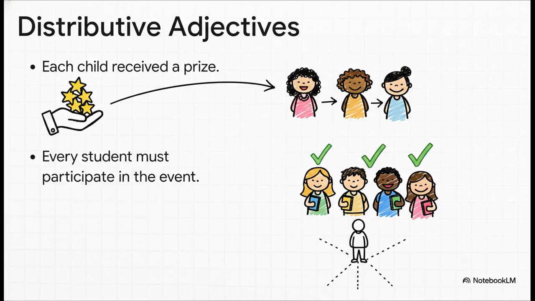Each child received a prize. The word each here focuses on every single child individually. It emphasizes that no one was left out. Similarly, every student must participate means all students without any exception. These words single out the individuals within a group.